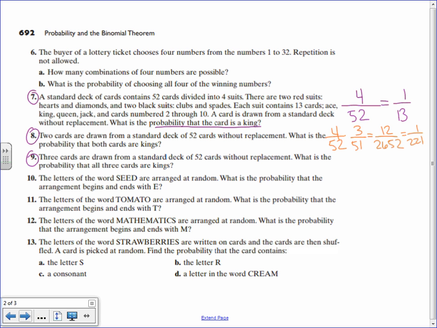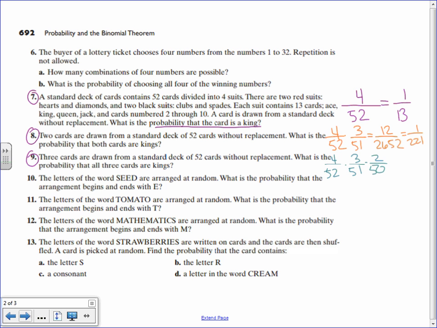Number 9, almost the same thing, except now we're drawing 3 cards instead of 2 cards. So now we're going to have 4 out of 52, the first king. The next king is going to be 3 out of 51. And then the third time I draw, well, I've already drawn out 2 kings, so I've only got 2 left. And since I've taken out 2 cards, now I'm down to 50 total cards.